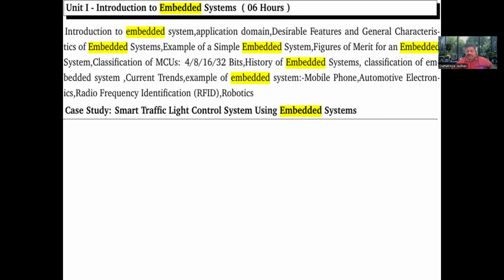Then current trends: what are the current trends in embedded systems? And then some examples related to embedded systems. It may be concerned with mobile automation, then electronics, radio frequency identification, RFID, robotics, and a case study will be given related to that, that is a smart traffic light control system using embedded systems. So related to that, they explain this concept.